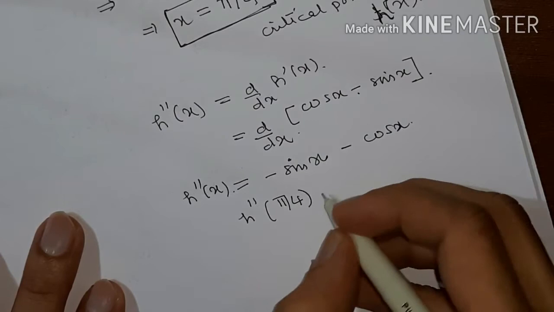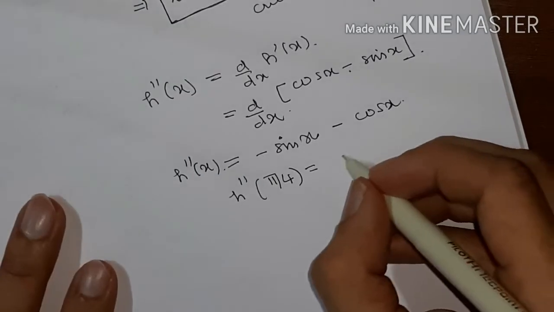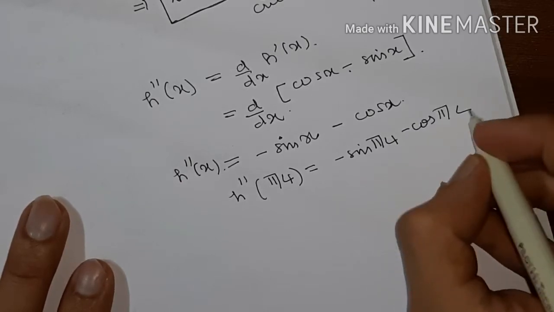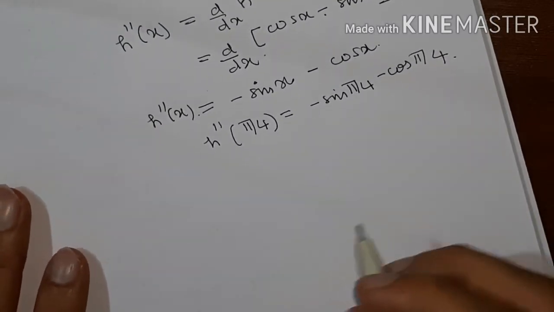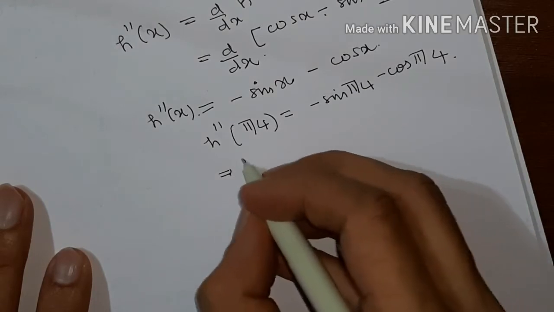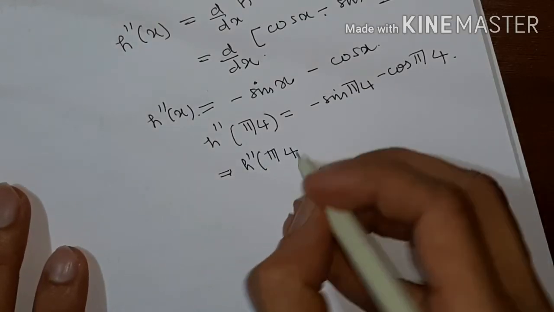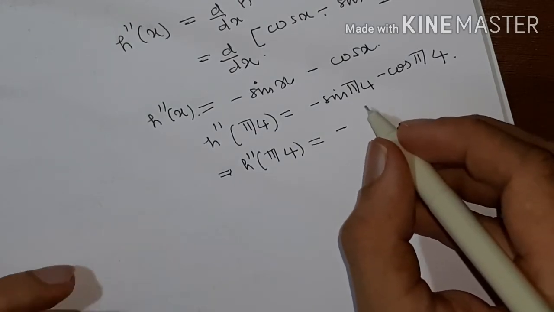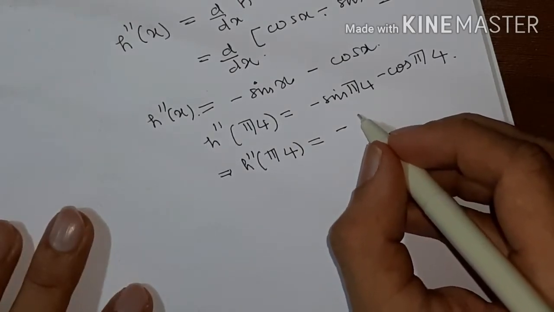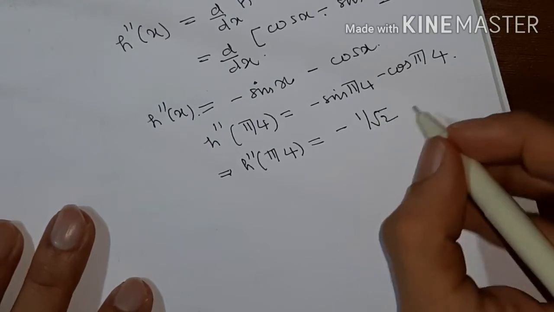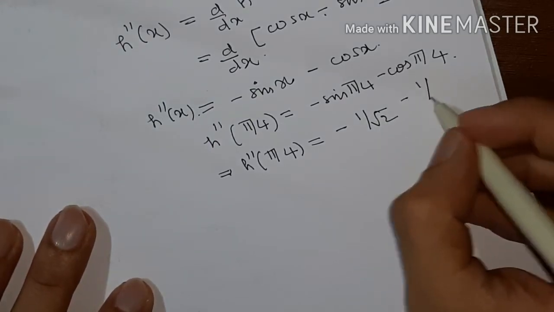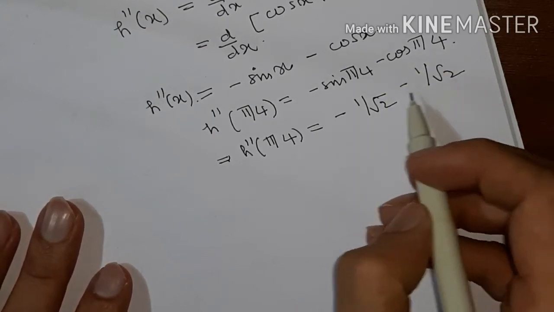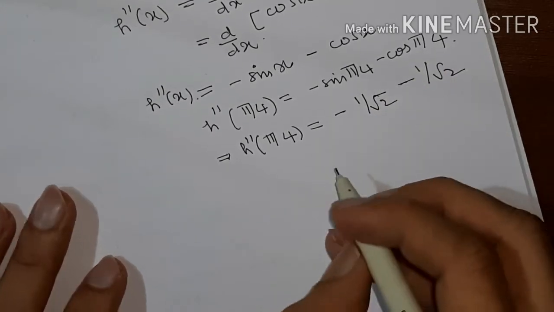So h double prime of pi by 4 is minus sine of pi by 4 minus cos of pi by 4. Okay, so that means what? H double prime of pi by 4 is equal to minus of sine pi by 4. You know, sine pi by 4 is 1 by root 2, right? Minus cos of pi by 4 is minus, cos of pi by 4 is 1 by root 2 and minus is there, so minus 1 by root 2.